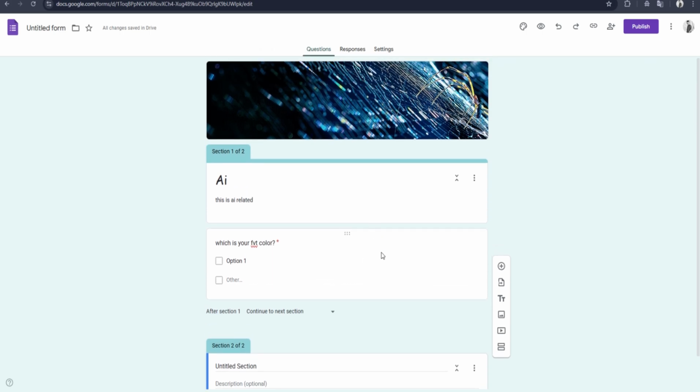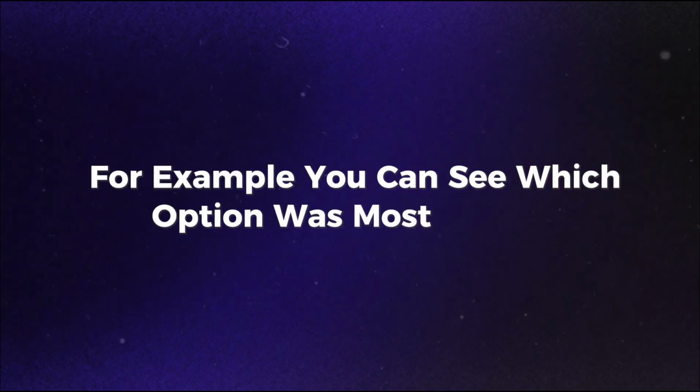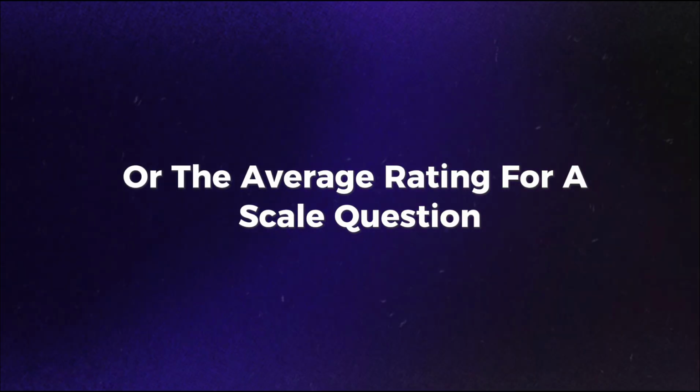As people start filling out your form, their responses are collected automatically and can be viewed by clicking the Responses tab within the form editor. Here, you get a summary of the data with charts, graphs, and basic statistics that give you a quick snapshot of how people answered. For example, you can see which option was most popular for a multiple choice question or the average rating for a scale question.